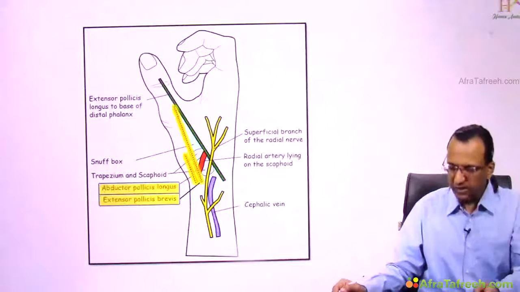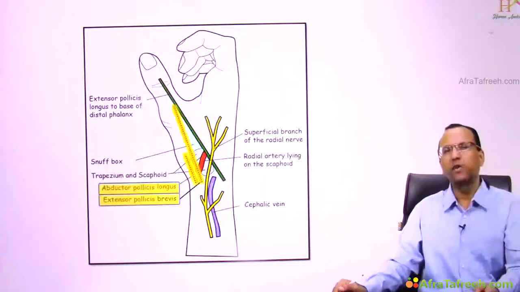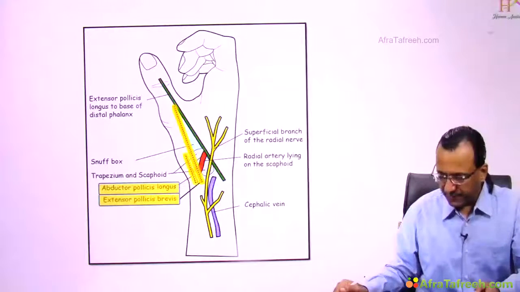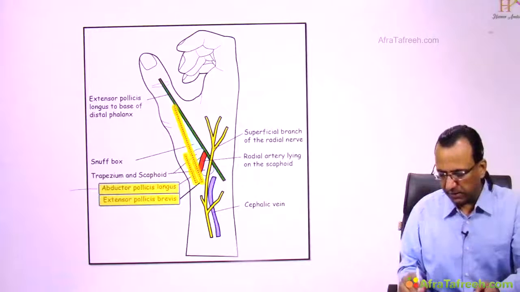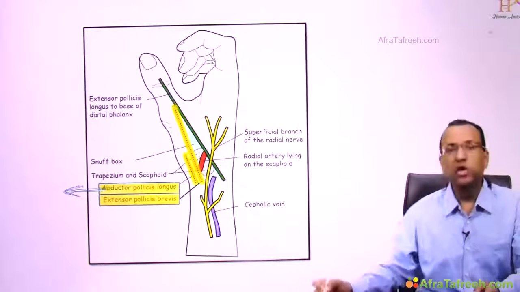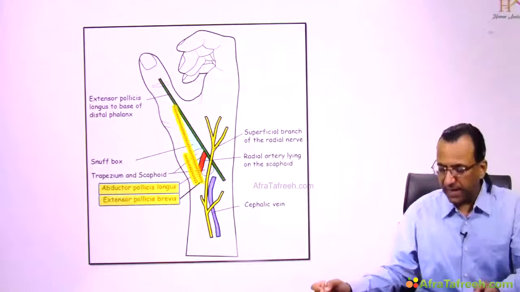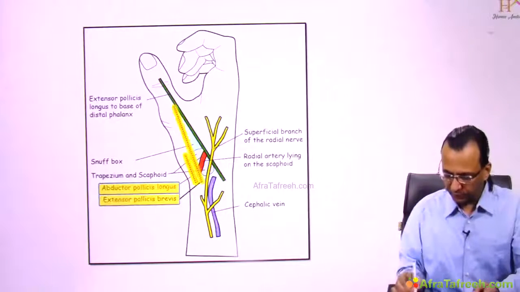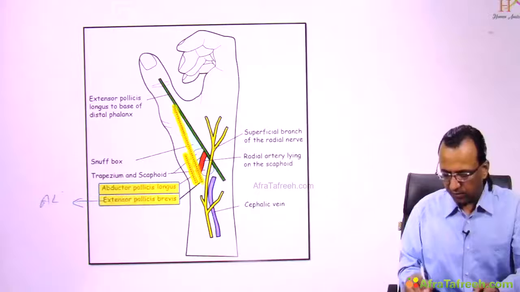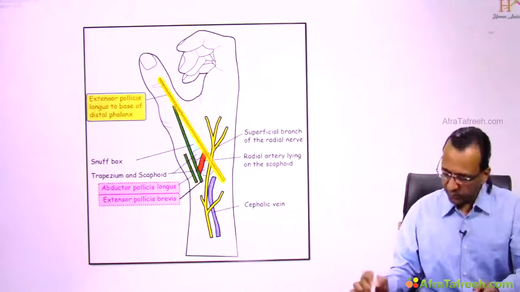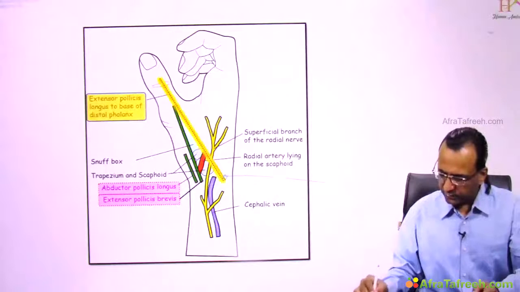Let us look at this again. Two tendons form the anterolateral boundary, and the abductor is more anterior and forms the additional boundary. The actual boundary is extensor pollicis brevis, the anterolateral boundary of the anatomical snuffbox. Then who is the posterior medial boundary? Of course, extensor pollicis longus.